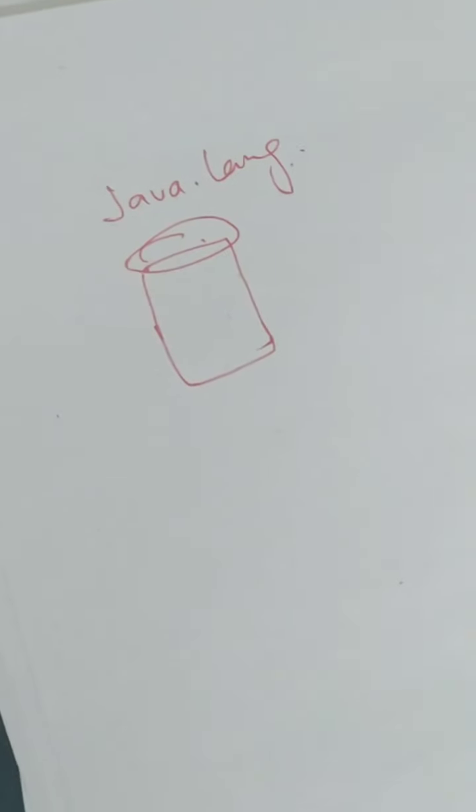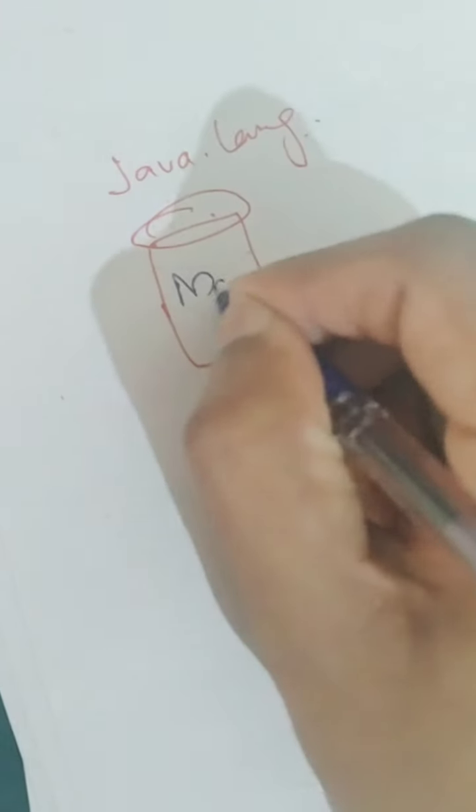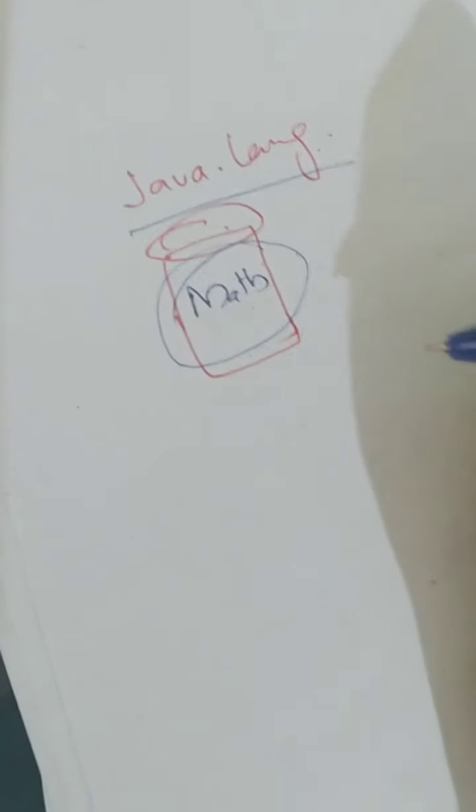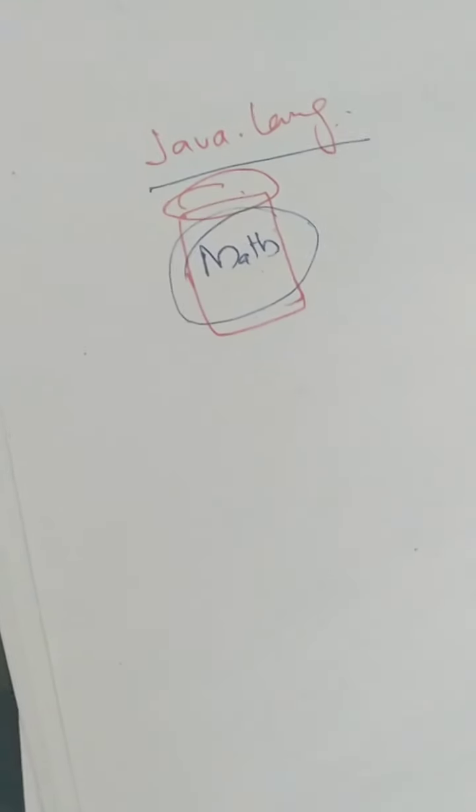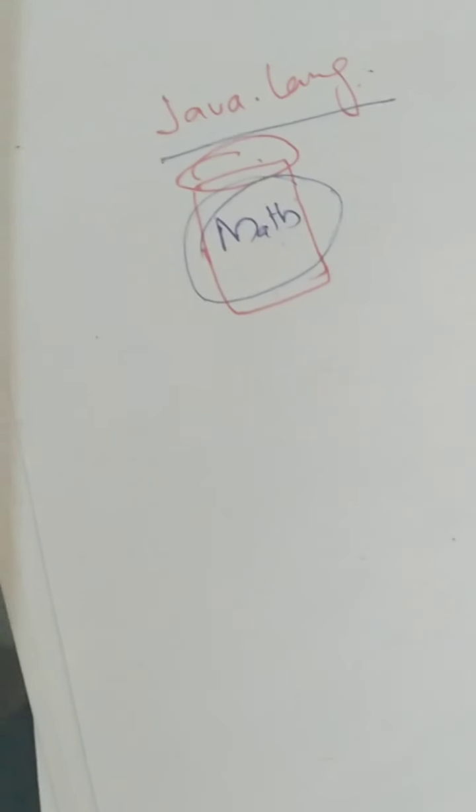So your Math class, this is your container. Here this is your java.lang container, and your Math class belongs to the java.lang container. Just learn like this, don't draw. So java.lang is a container for the Math class. Using the Math class you have many functions.